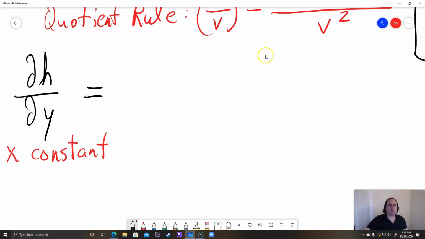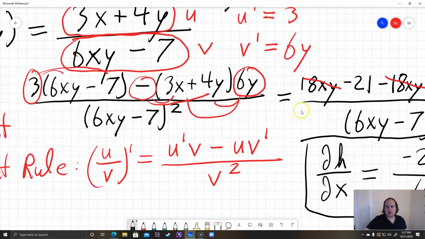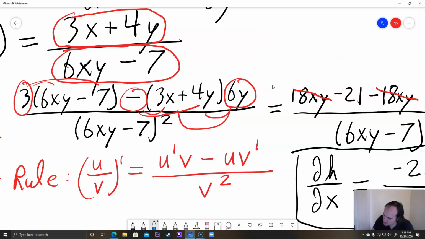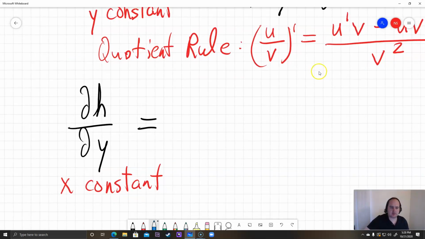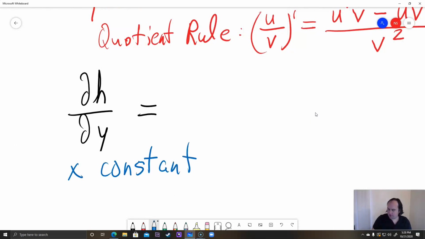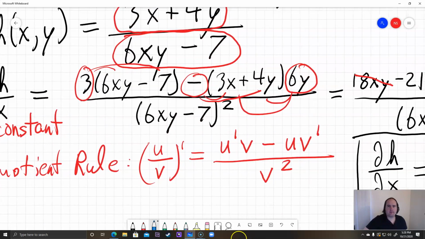But we're still going to be using the quotient rule. It's just our u prime and our v prime are going to be different. So let's redo our u prime and our v prime, because now we're actually treating a different variable as a constant. We're treating x as a constant. In fact, let me do this in blue so it doesn't look so confusing. So we're going to do this work in blue for partial h, partial y.